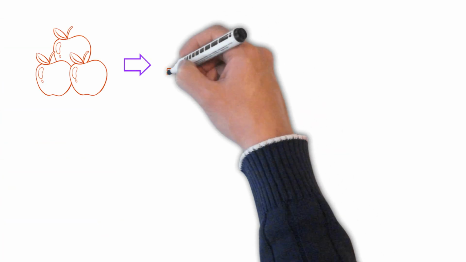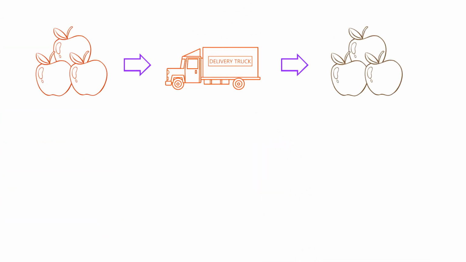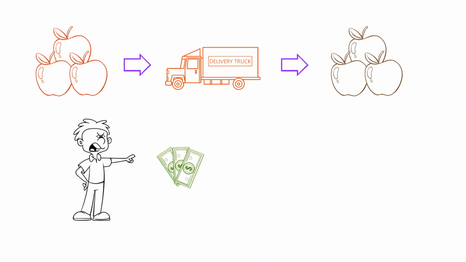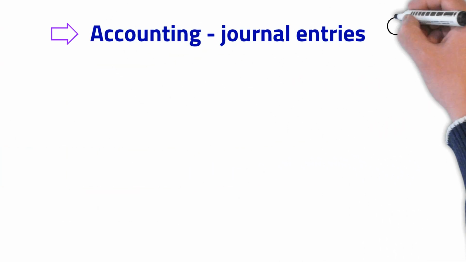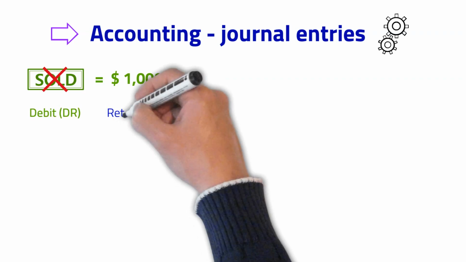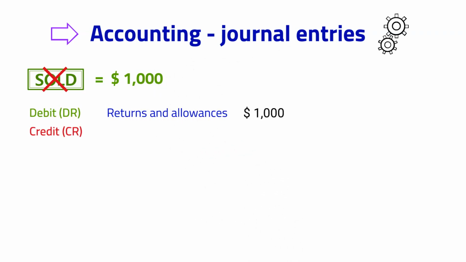What is another scenario that can happen to our Apple sales? Let's imagine the apples we have sold got completely bruised during transportation and the customer refused to accept them. As we will never receive our payment now and the sales as such should be cancelled, we post the following journal entry: debit sales returns and allowances $1,000, credit accounts receivable $1,000.